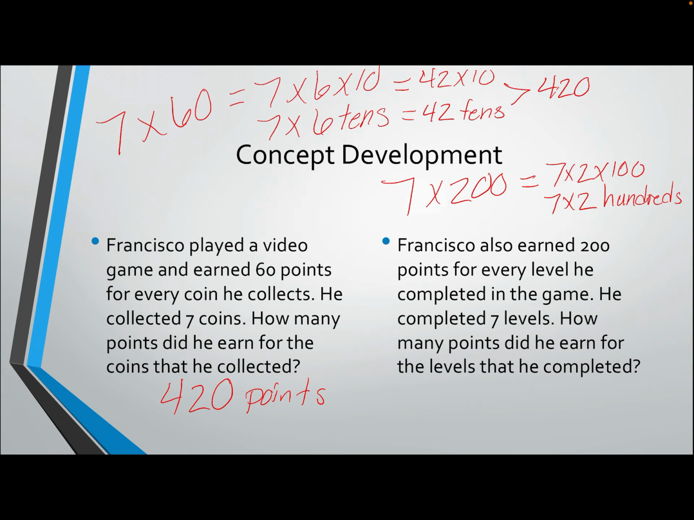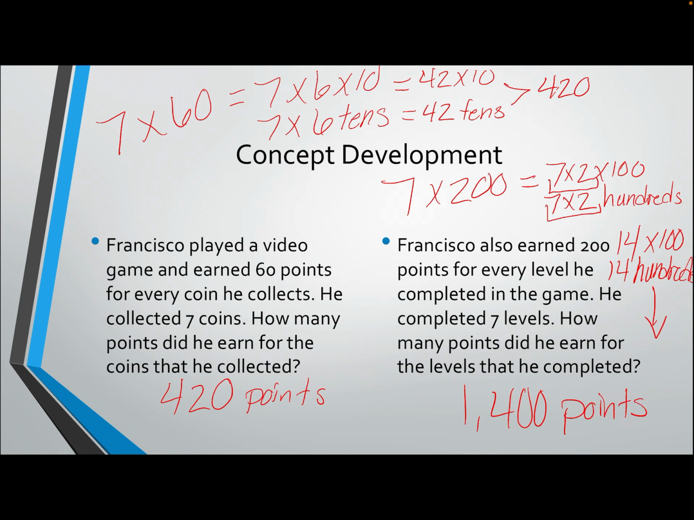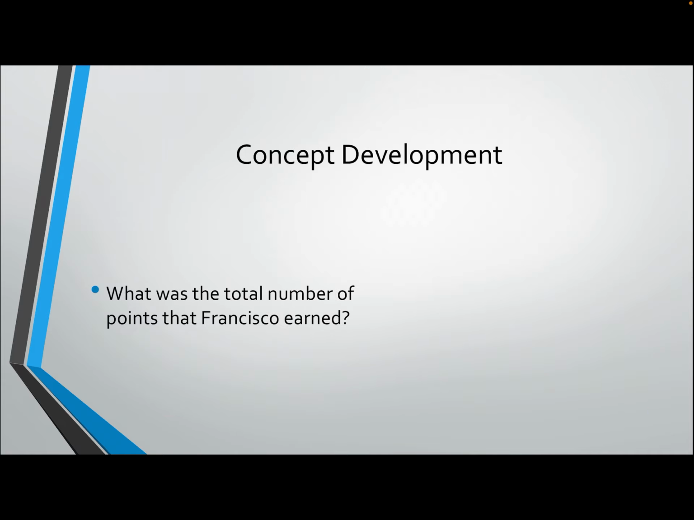If you do it this way, you just have to multiply the 7 and the 2 for each one. That gives you 14. And you either have 14 times 100 or 14 hundreds. Either way, the final answer that you're going to get is 1,400 points. Okay, so we've got 420 points and 1,400 points.